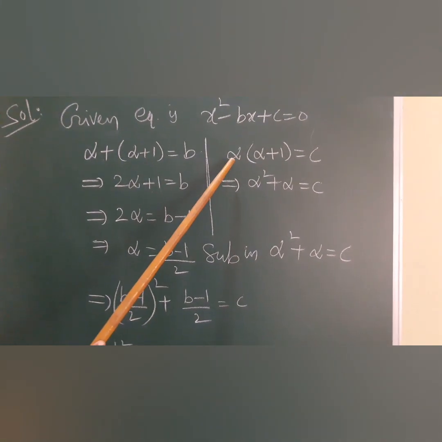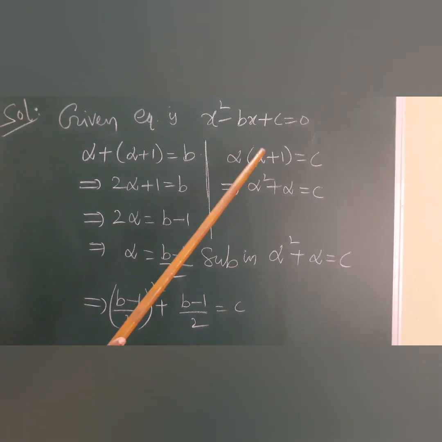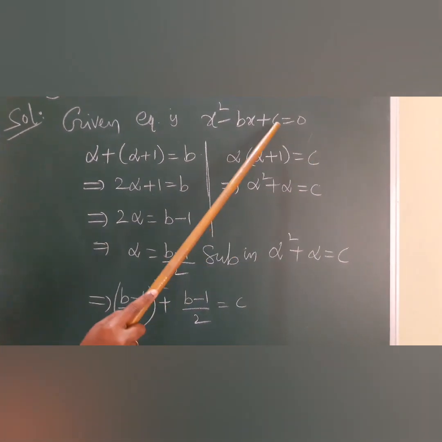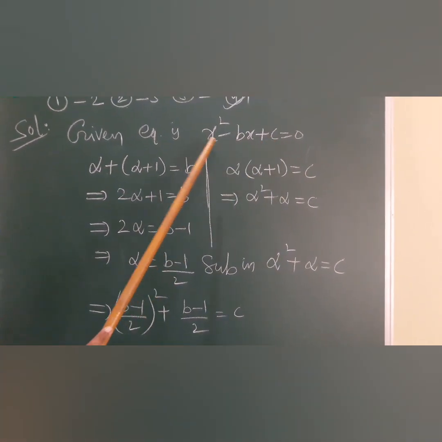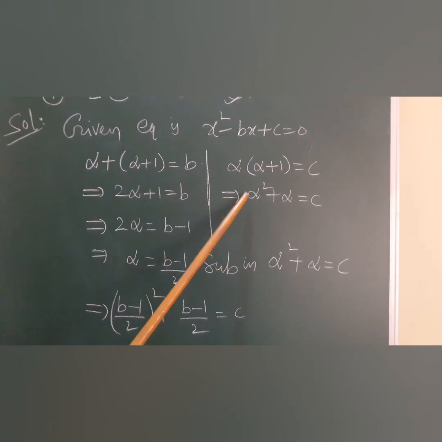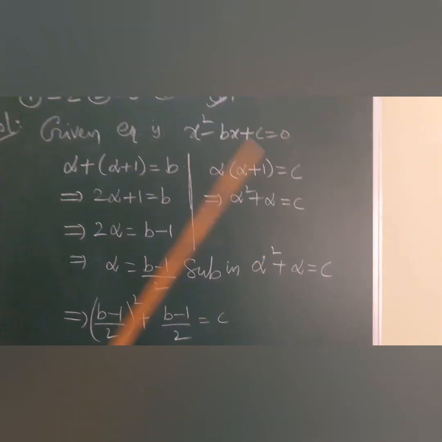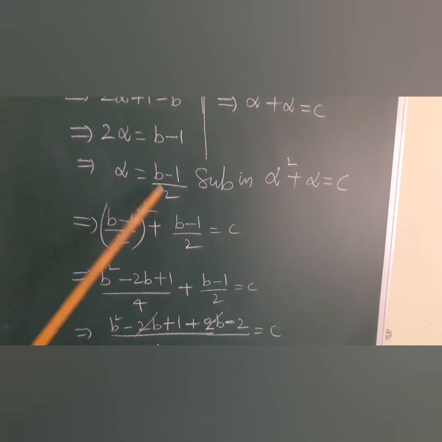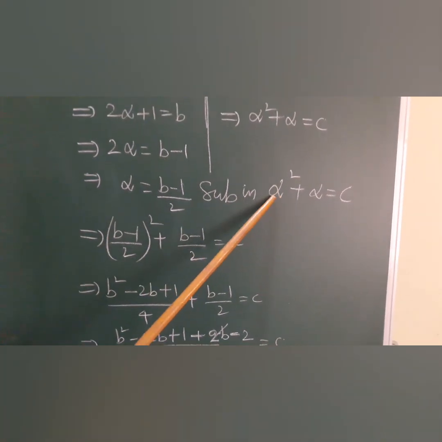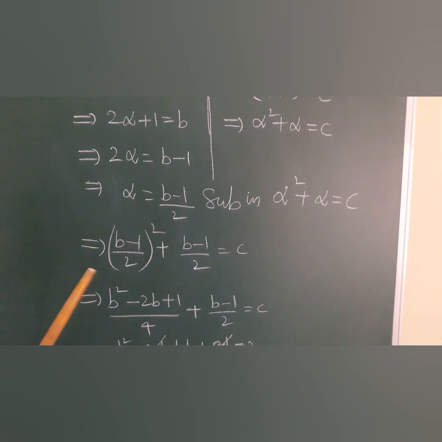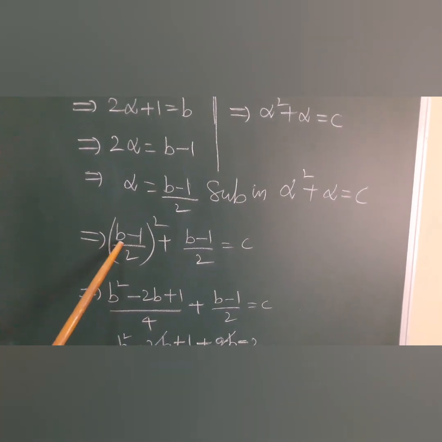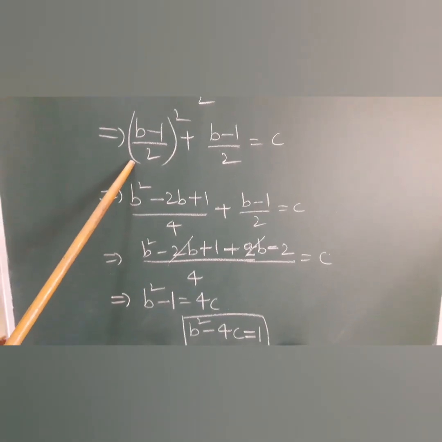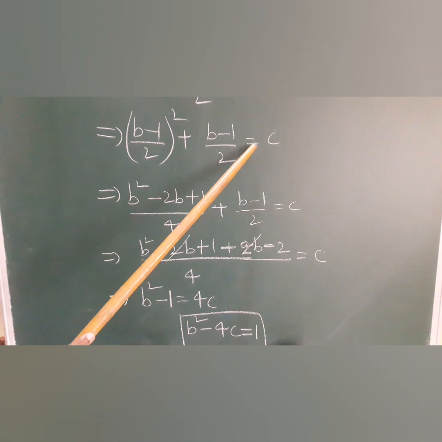Here the product of the roots is alpha into beta. Beta can be taken as alpha plus 1, and this is equal to c by a. C by a means c by 1, that is c. So alpha square plus alpha is equal to c. This alpha value is (b minus 1) by 2. Substitute in alpha square plus alpha is equal to c. That implies ((b minus 1) by 2) whole square plus (b minus 1) by 2 is equal to c.